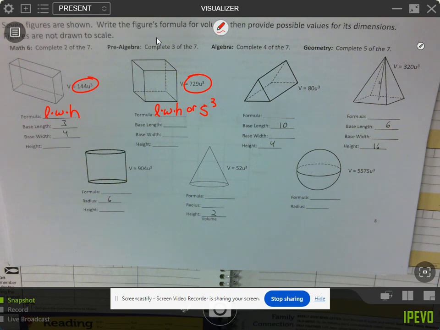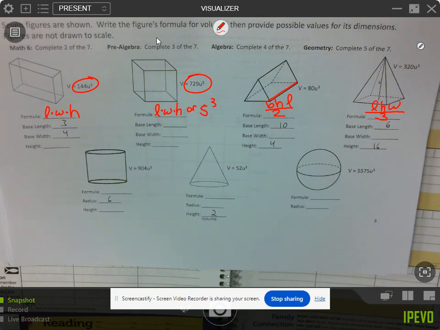Really easy. The volume for a triangular prism. A triangle is 1/2 the base times the height. So if it's a prism, it's going to be half of the base times the height times the length. For the pyramid, we have that length times the height times the width, but because it's a pyramid, we're dividing it by 3.